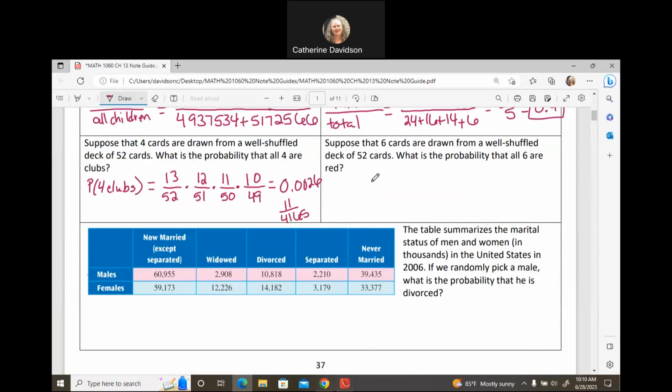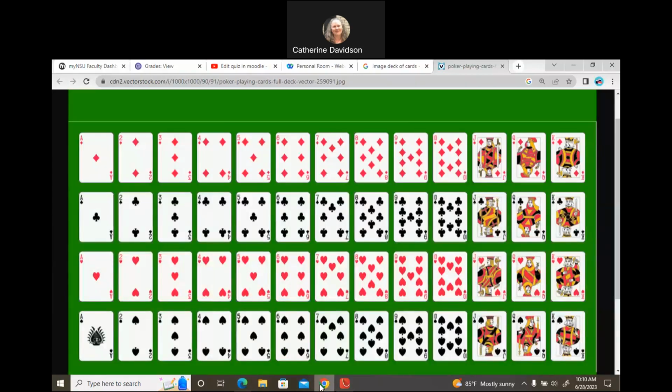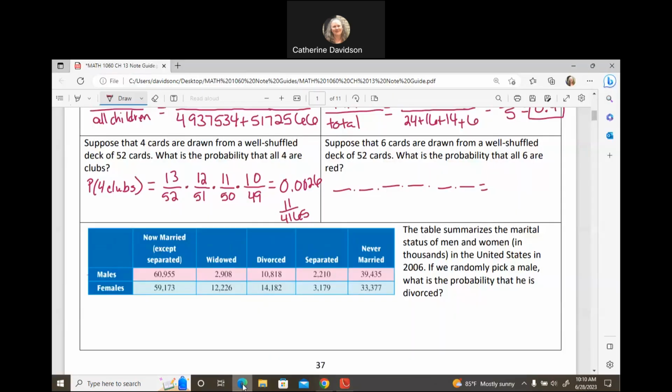All right. So the next one, suppose that 6 cards are drawn from a well-shuffled deck of cards. What is the probability that all 6 are red? Okay. 1, 2, 3, 4, 6. And we're multiplying these probabilities. Let's go back to our deck of cards. So how many are red? Half the deck is red. It's 26 of the 52 cards are red.